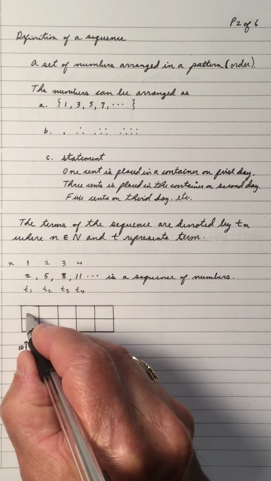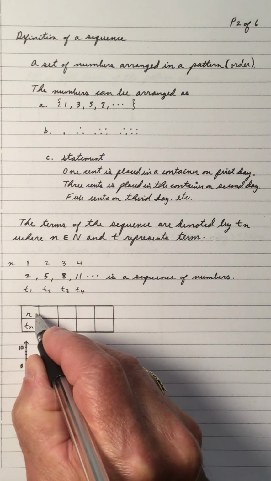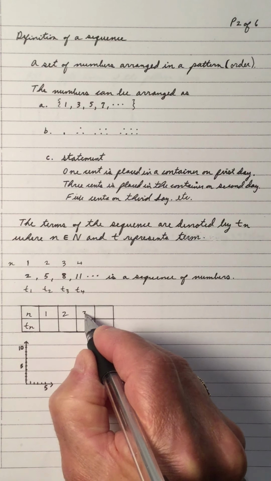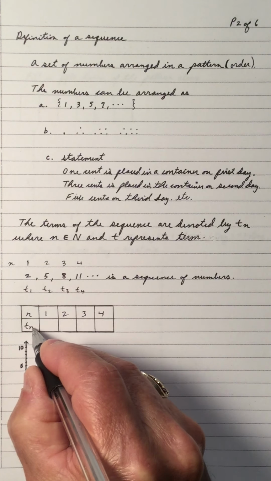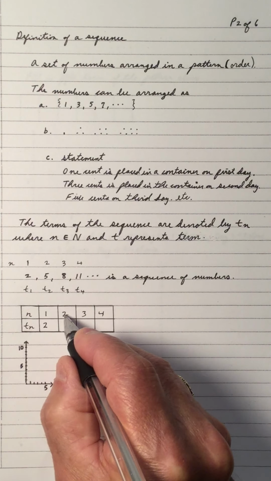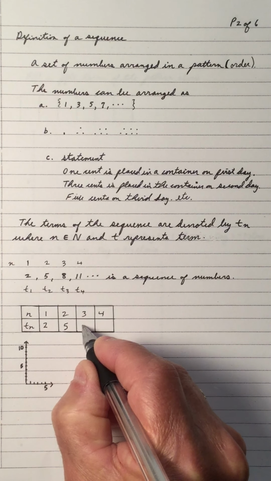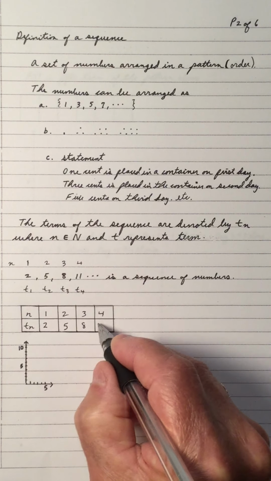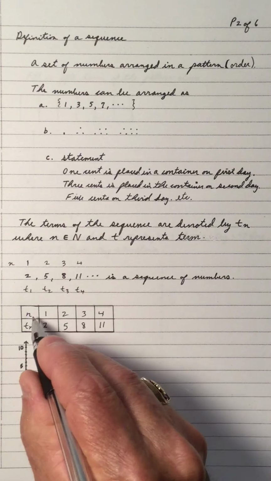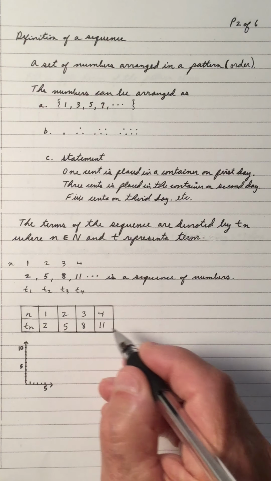Now, we can also fill out a table of values with n and Tn. Again, n is the number of 1, 2, 3, 4. And this is 1, so this is T1, so T1 is a 2. This is 2, so T2 is 5. 3, so this is T3 is 8, and T4 is 11. So n is the number, and Tn is the value of that term.